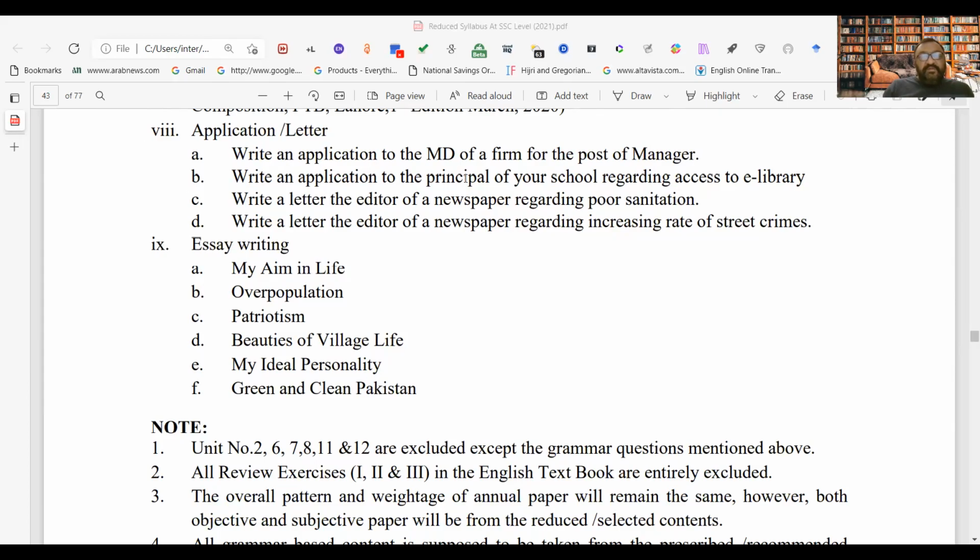Write an application to the MD of a firm for the post of manager. Write an application to the principal of your school regarding access to the e-library. Write a letter to the editor of a newspaper regarding forced sanitation. Write a letter to the editor of a newspaper regarding the increasing rate of street crimes.